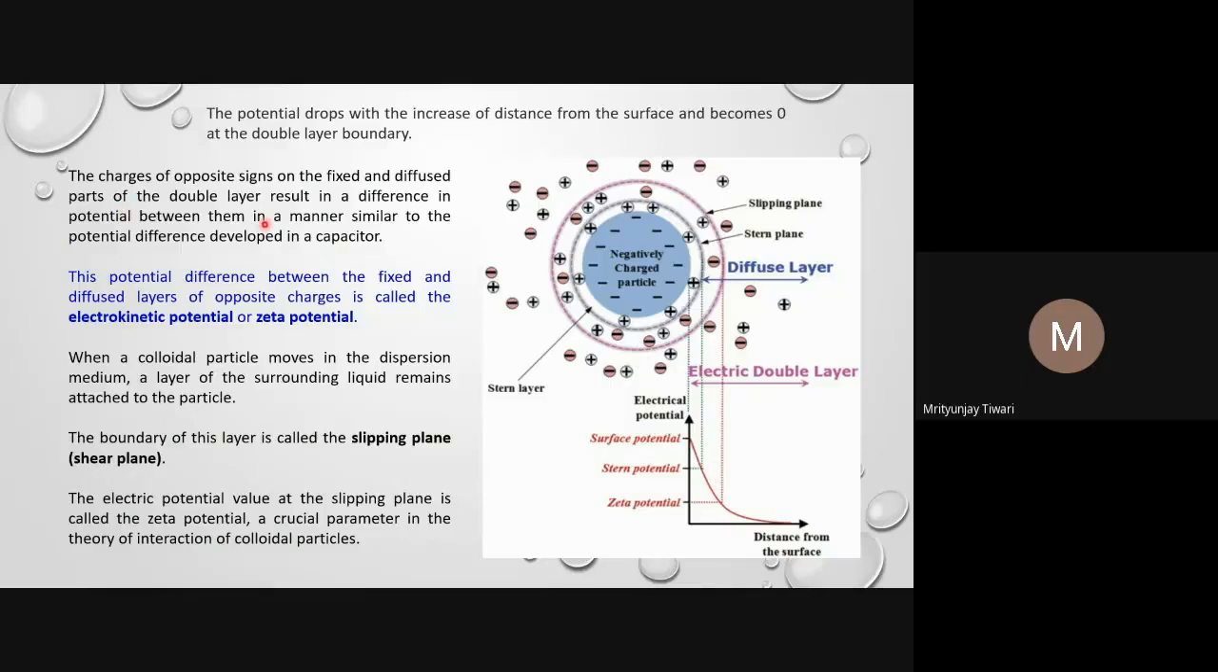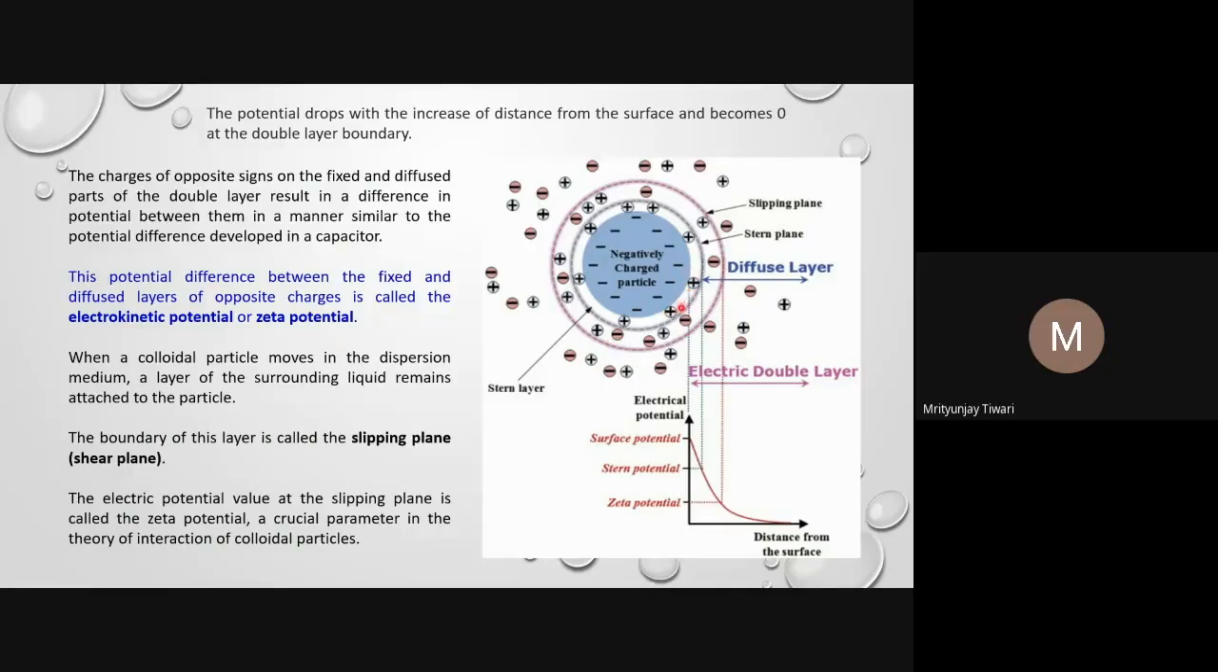So the charges of opposite signs on the fixed and diffuse parts of the double layer result in a difference in potential between them, in a manner similar to the potential difference developed in a capacitor. A capacitor has two plates with different charges, and because of that a potential difference is created between them. Here also this behaves like a capacitor, with a potential difference between two layers, the fixed layer and the diffuse layer, of opposite charges.